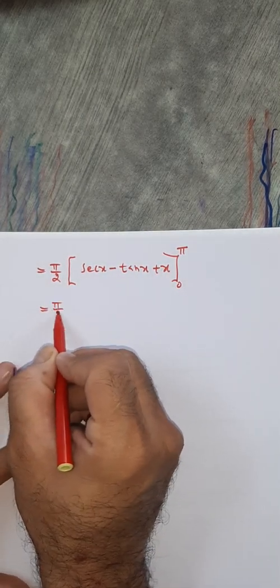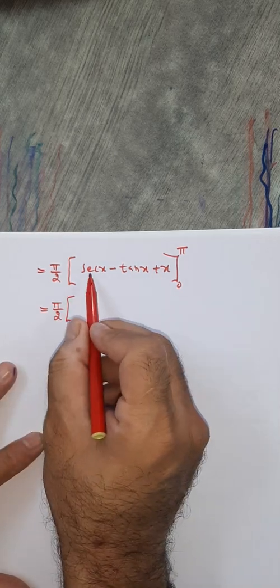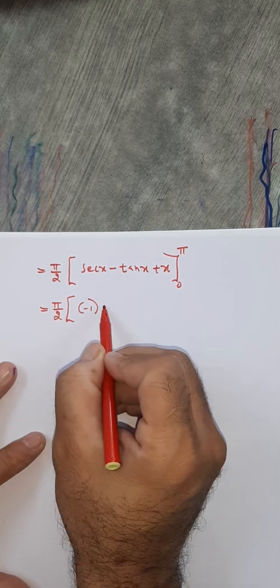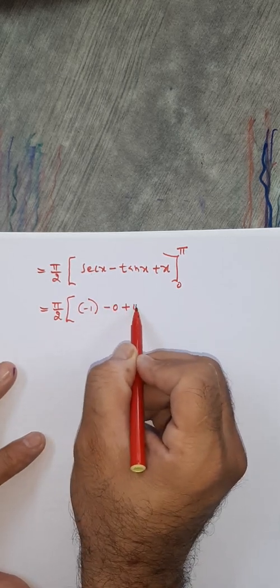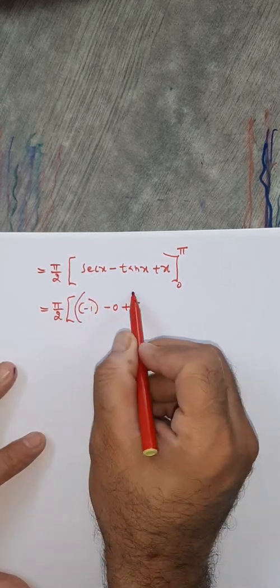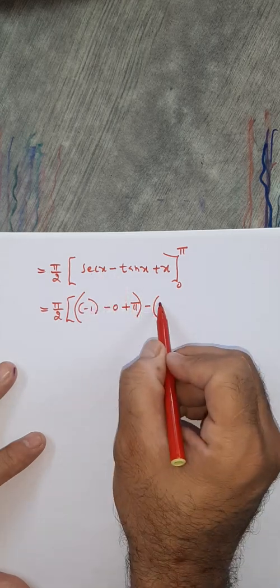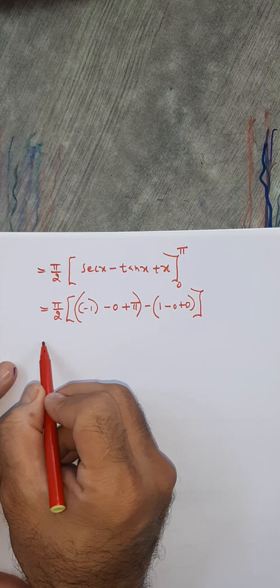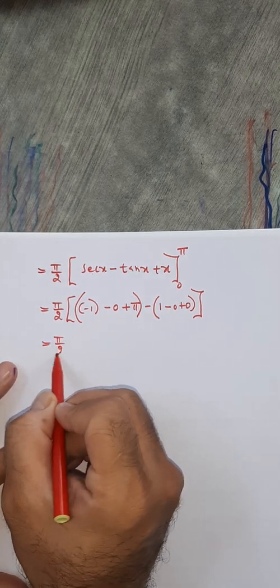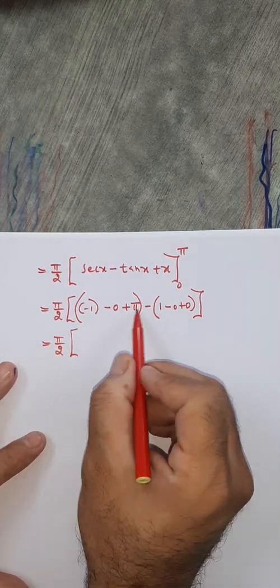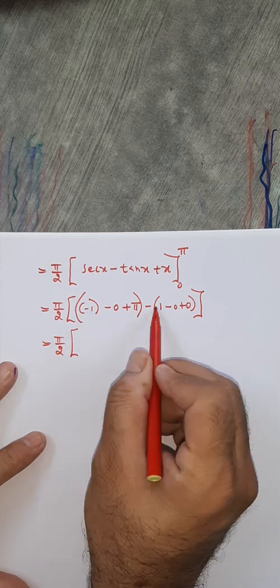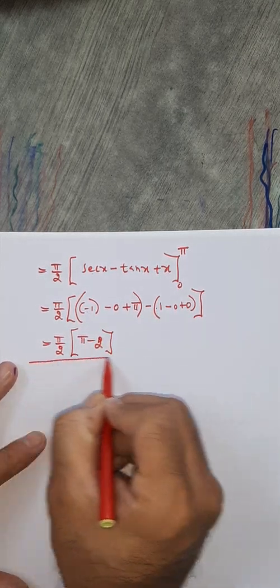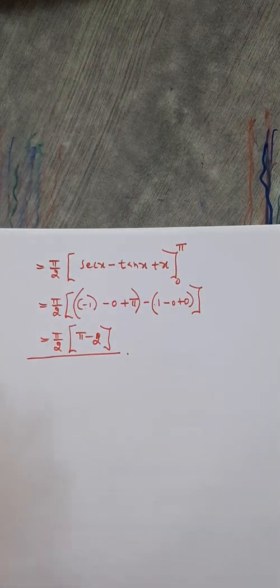So pi by 2 as it is. First upper limit: sec pi you know is minus 1, tan pi is 0, this is plus pi. Now lower limit: sec 0 is 1, tan 0 is 0, this is 0. So this is equal to pi by 2 times pi minus 1 minus 1, so pi minus 2. That is the final integral.